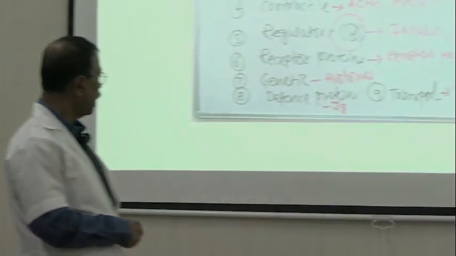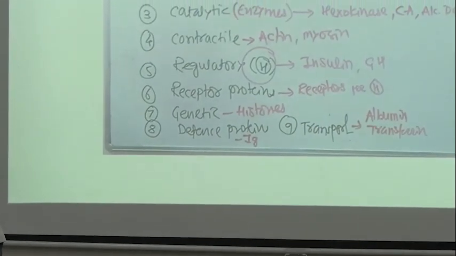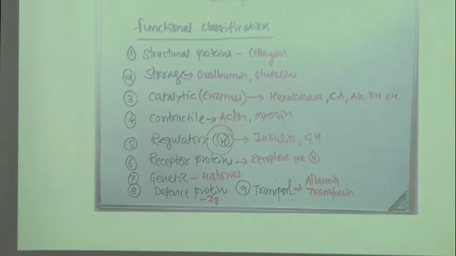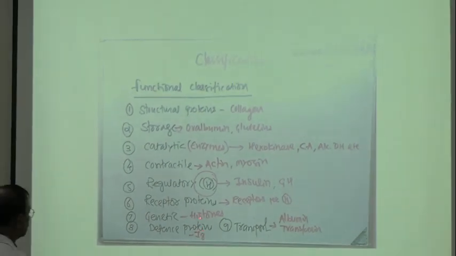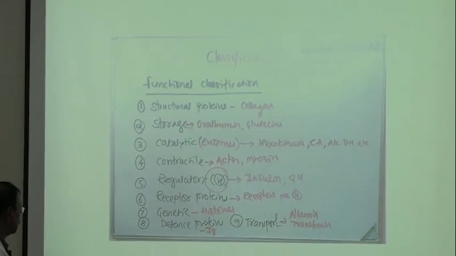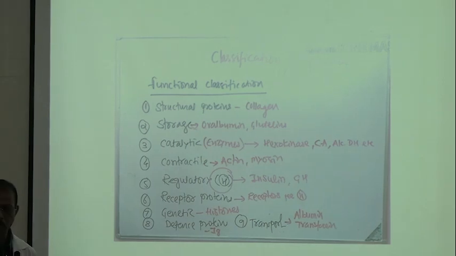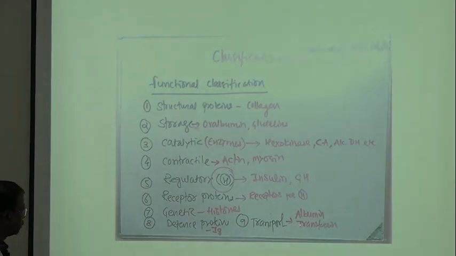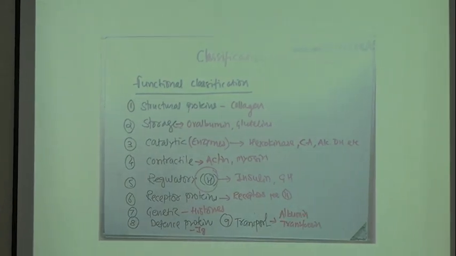There are receptor proteins like G protein. G protein is a kind of receptor protein. Genetic protein, histones. Defense protein, immunoglobulins. And transport protein, albumin, transferrin, you know.